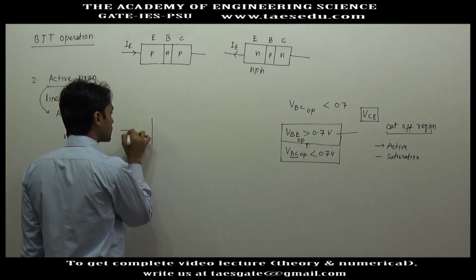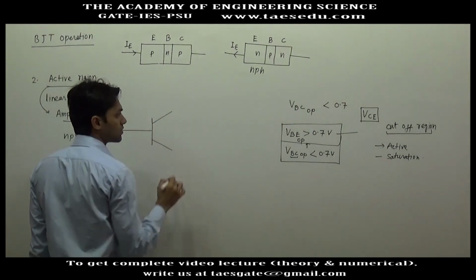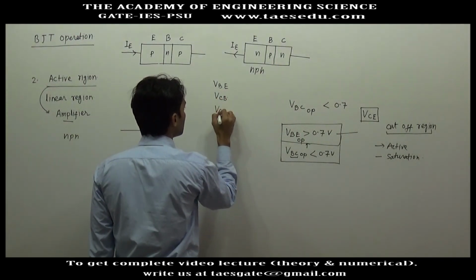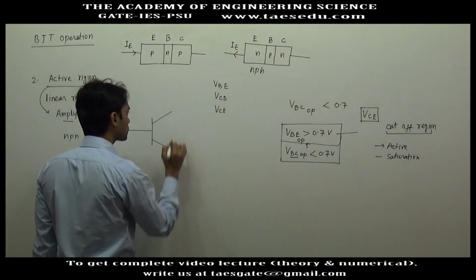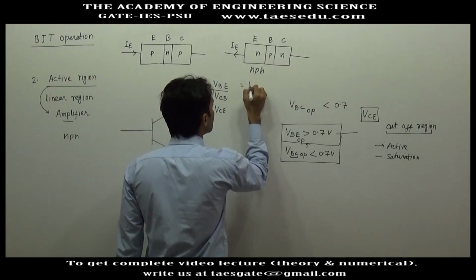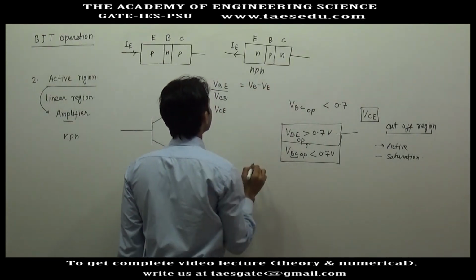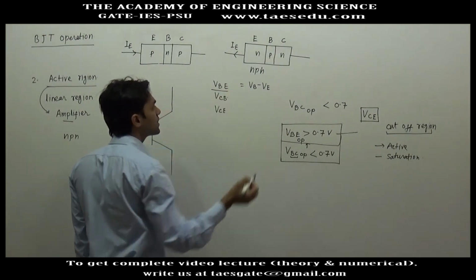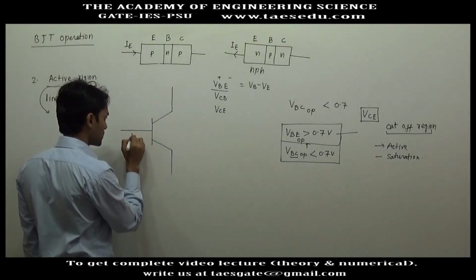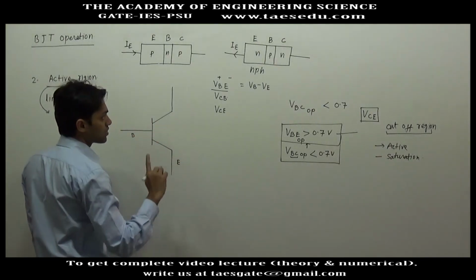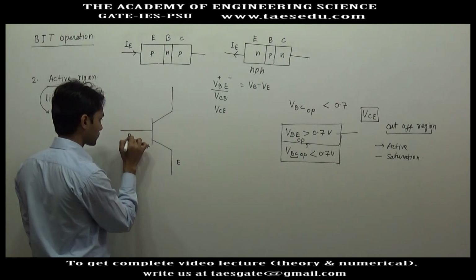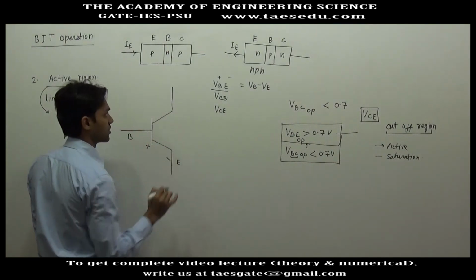So for an NPN transistor, first I will define the three voltages: VBE, VCB and VCE. Saying VBE means VB minus VE. It means you are taking the reference as base positive and emitter negative. For an NPN transistor, the positive sign of VBE will be on the base and the negative sign on the emitter.